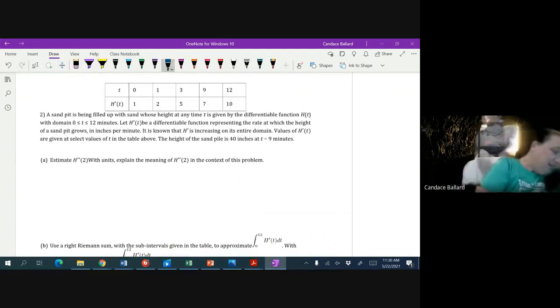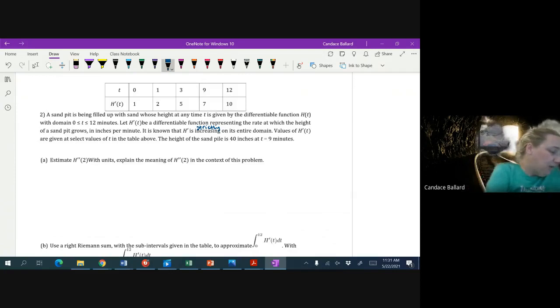So a sand pit is filling up with sand whose height at time t is given by the differentiable function h of t with domain between 0 and 12. Let h prime of t be a differentiable function representing the rate at which the height of the sand pit grows in inches per minute. It is known that h prime is increasing its entire domain. Sometimes they will have the word strictly in there; I would have liked to see that. Values of h prime of t are given at selected values in the table above. The height of the sand pile is 40 inches at t equals 9 minutes.